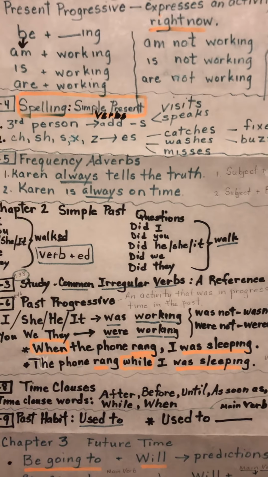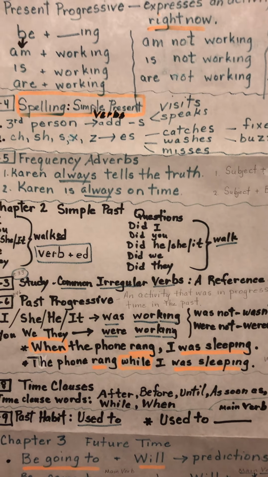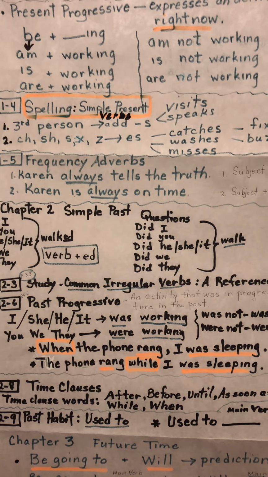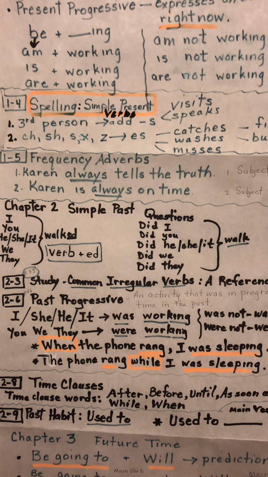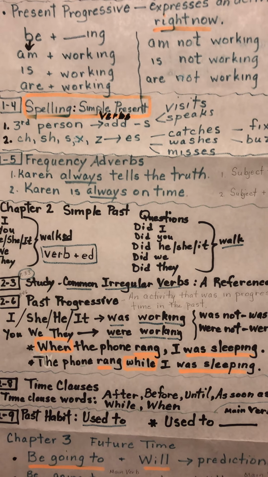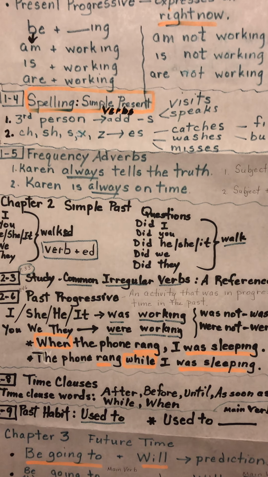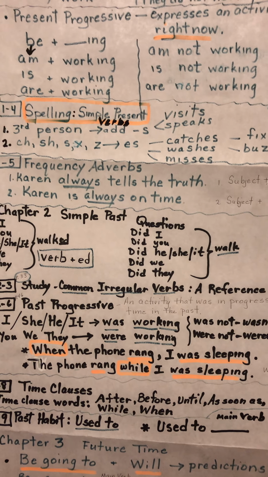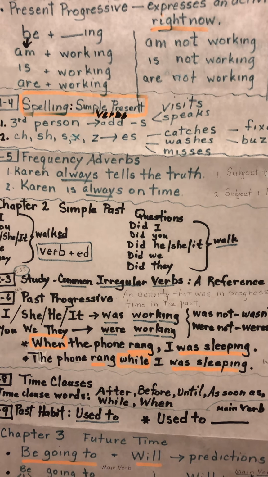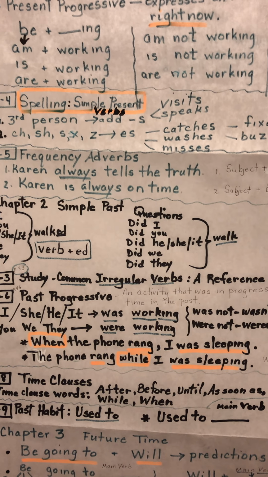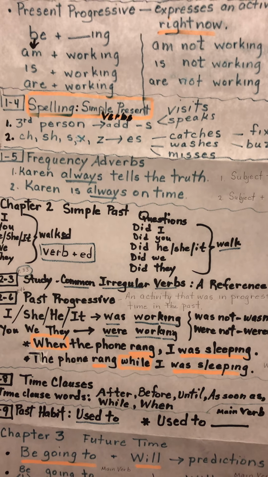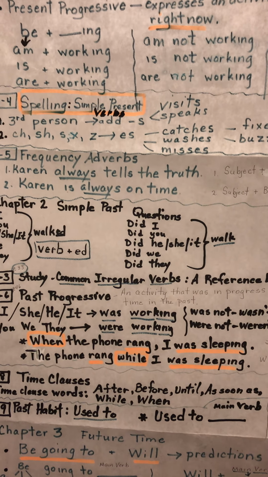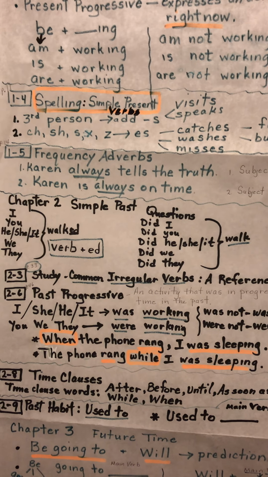Okay, there's 2 sentences there. And these sentences have 2 clauses. They have a time clause and a main clause. Okay, time clauses begin with a time word. When is a time word. While is a time word. Let's look at the first one. When the phone rang, comma, I was sleeping. Okay, so the time clause is when the phone rang. That is in simple past. I was sleeping is in past what?